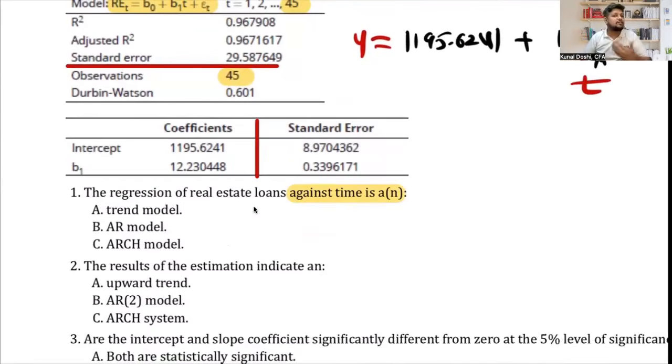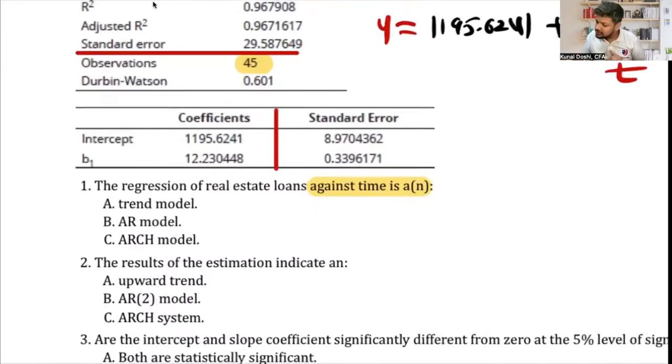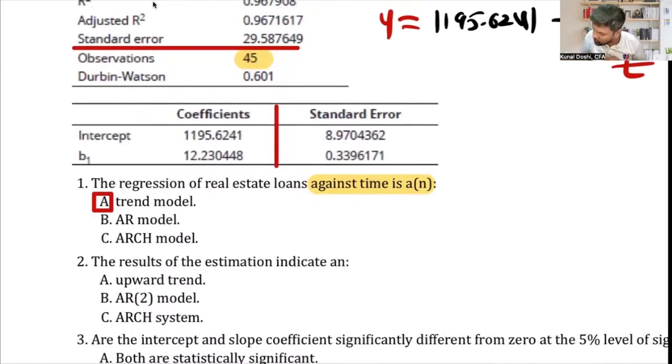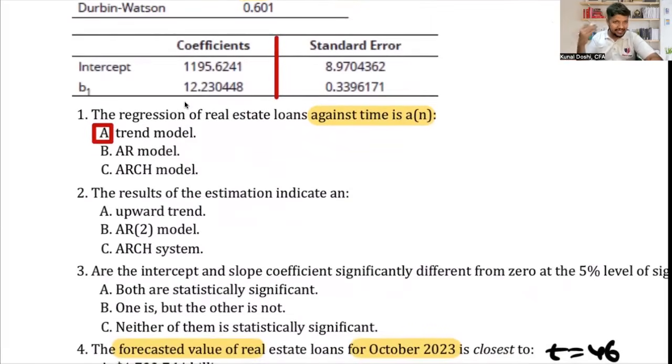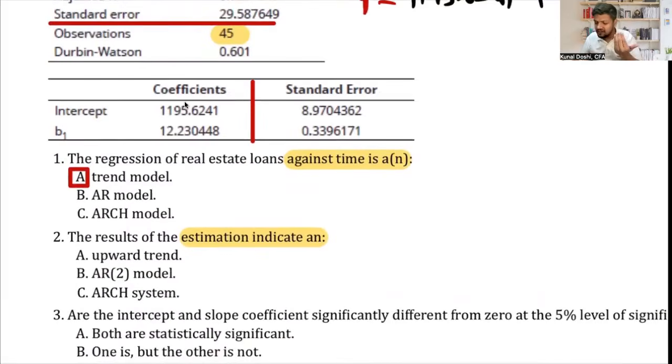model, or ARC model. Now, of course, you will say trend model because you have no idea what is an AR model and ARC model, but later on we'll study both of them. So this model, which is based on time series, that's a trend model. Okay, very easy. The rest of the two models you might not be aware. We'll discuss that later. Now they are asking the result of the estimation indicate upward trend or a downward trend. Of course, the only choice is upward here. The rest two are related to the other model.